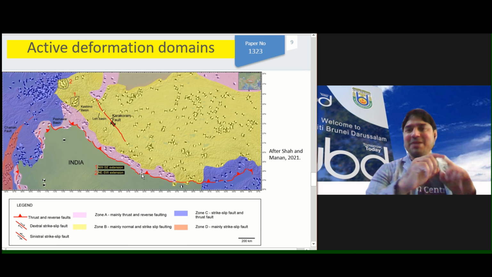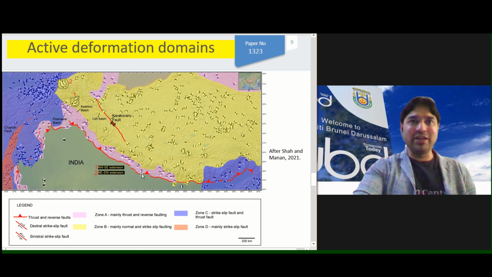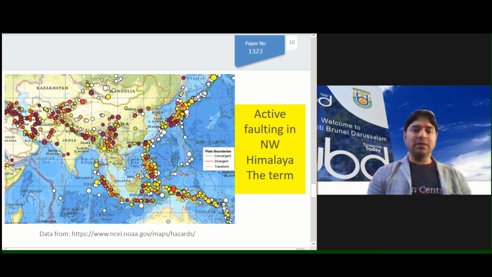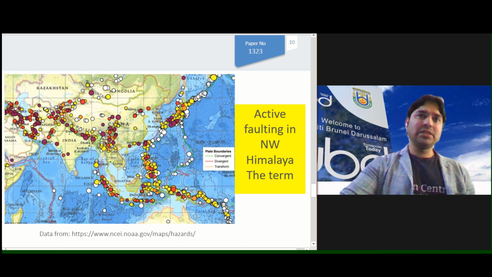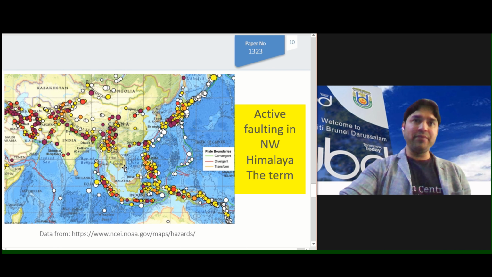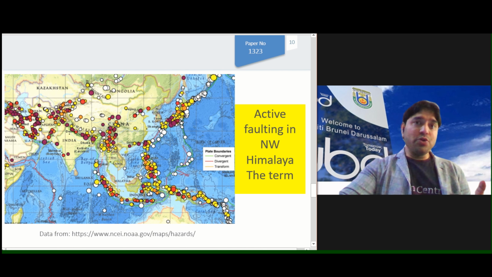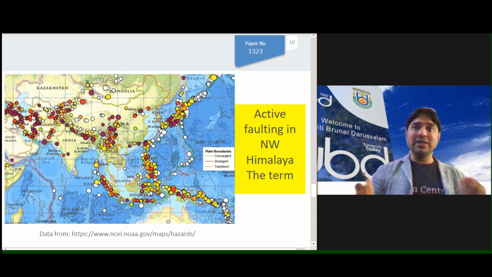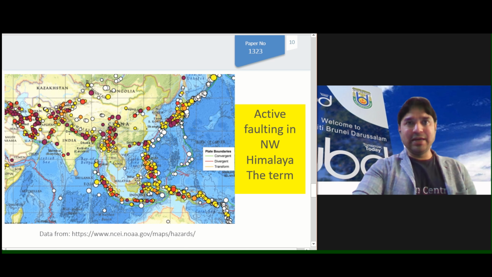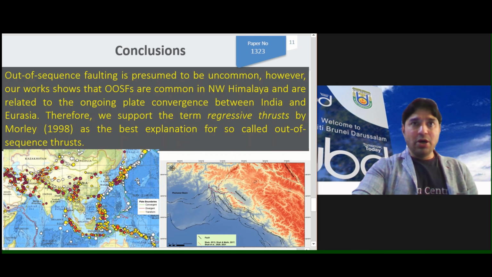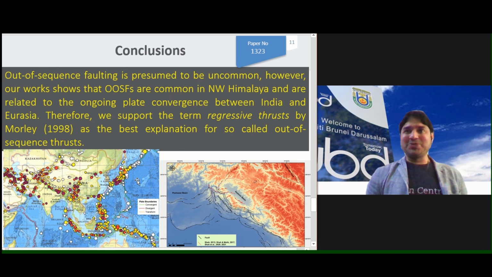I have less time, so we will try to finish it quickly. Okay, so we may think that this is just in the northwestern Himalaya, but you can see that these are some of the major earthquakes, and they're all everywhere. Even, for example, in an area like the Sunda Plate, in Borneo, we have active faulting happening, which was considered not really active. Okay, I'm a bit late, so that's fine.